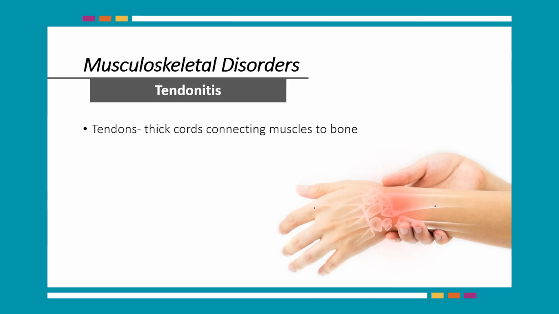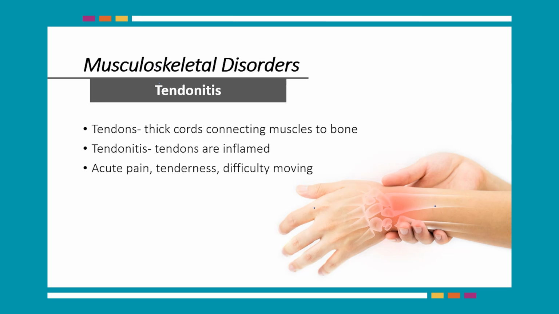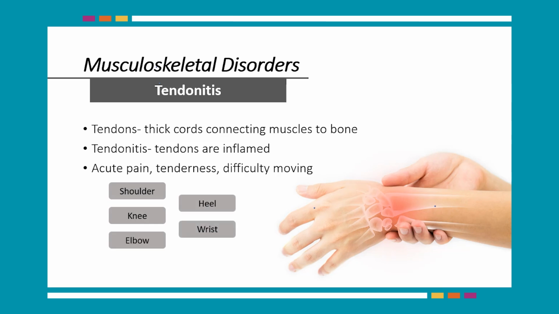Tendons are thick cords that join your muscles to your bones. When tendons become irritated or inflamed, the condition is called tendinitis. Tendinitis causes acute pain and tenderness, making it difficult to move the affected joint. Any tendon can develop tendinitis, but you're more likely to develop it in your shoulder, knee, elbow, heel, or wrist.